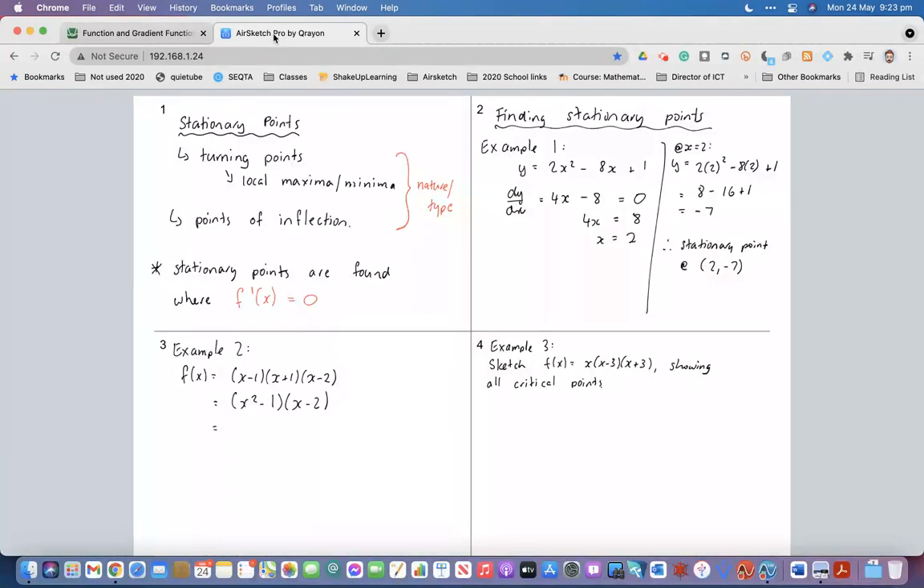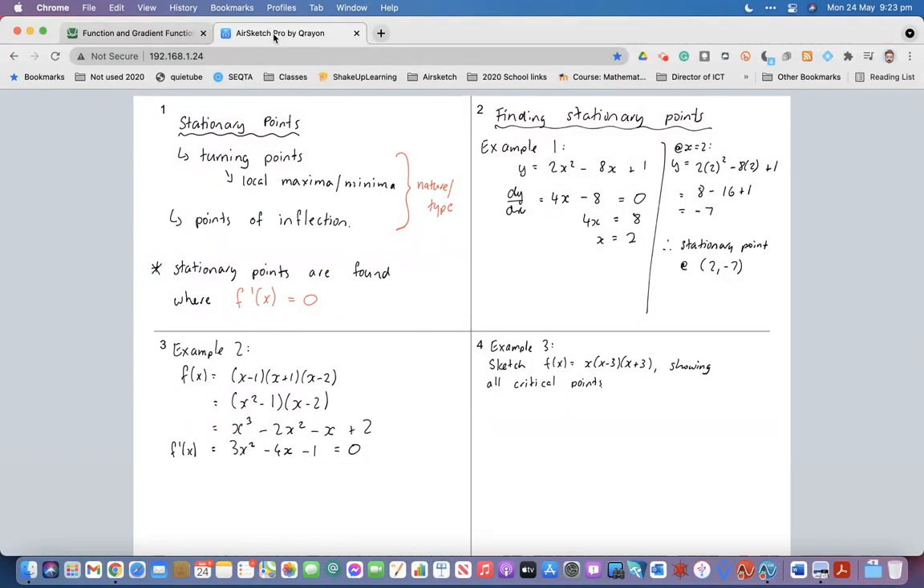And now I will expand that. You can use the box method or chicken bake it, whatever you want to do. So it's going to be x cubed minus 2x squared minus x plus 2. So that's basically it expanded. Now we can find the derivative, f dash of x is equal to 3x squared minus 4x minus 1. And now we can try and solve this by whatever method we want to work out what the value of x is when that f dash of x is equal to 0.